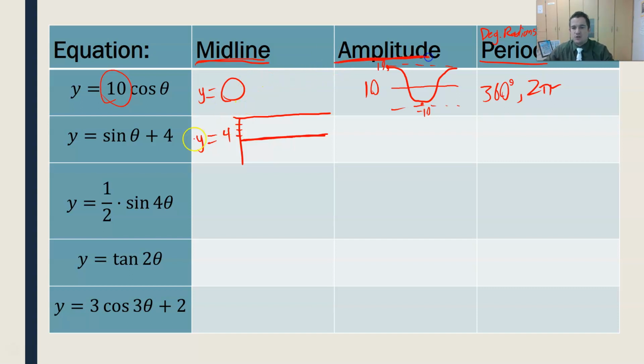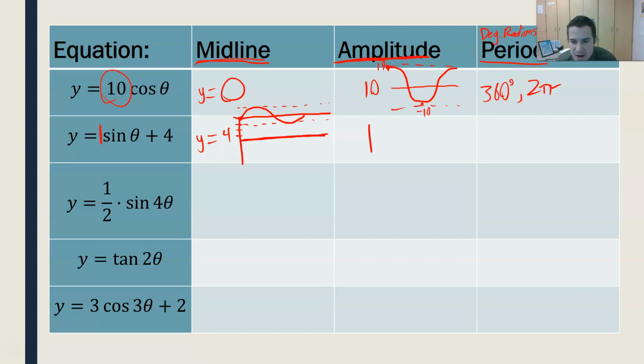Is there an amplitude change for this function? Well, no. There's nothing being multiplied in front of the sine of theta, so the regular, the traditional, the parent amplitude for this function is going to be 1. So taking a look at my graph here, my graph's not going to get any lower than 1 below or higher than 1 above the midline. This is a sine function. It's going to look something like this. Sine functions start at the midline, cosine functions start at the amplitude.